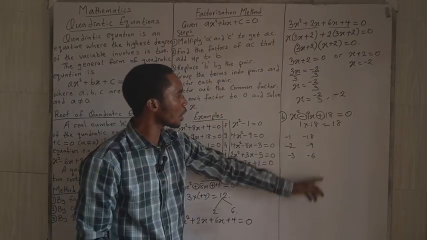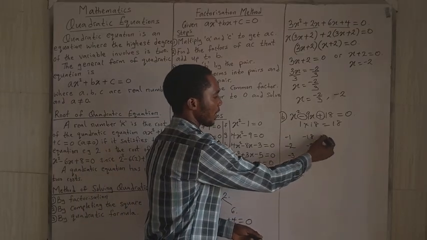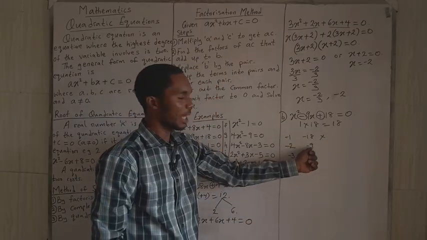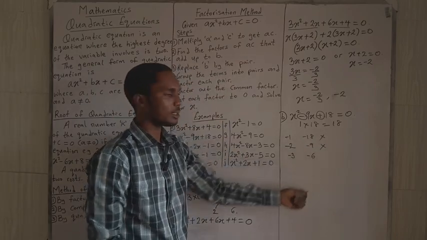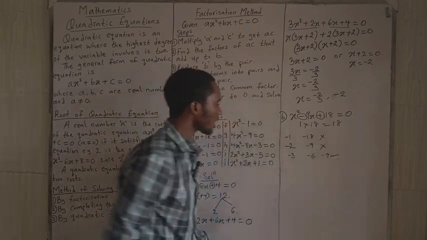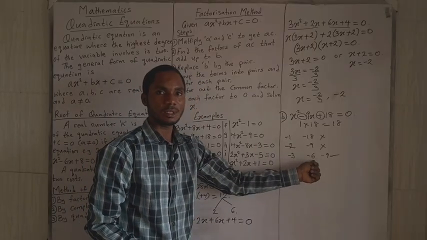Now, which of these sum up to minus 9? Minus 1 minus 18, minus 19. Minus 2 minus 9, minus 11. Minus 3 minus 6, this is minus 9. That means the pair of factors we are going to use is minus 3 and minus 6.